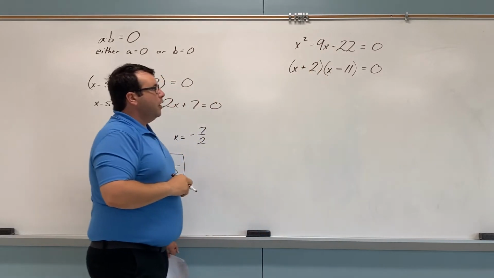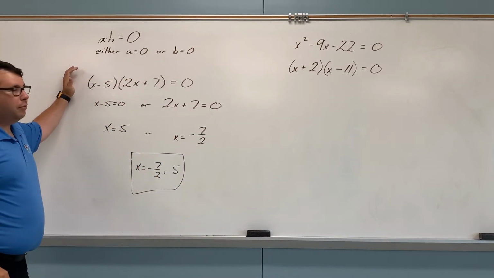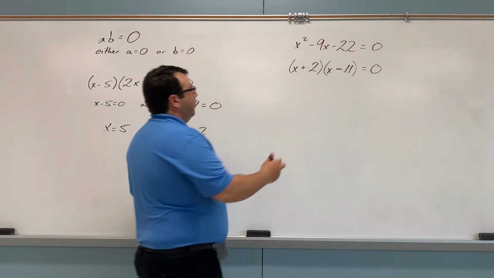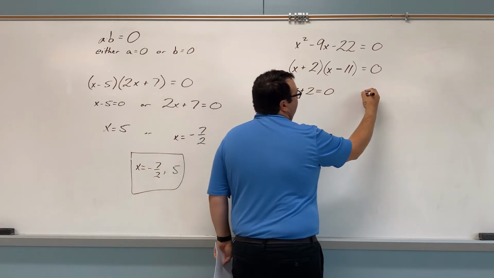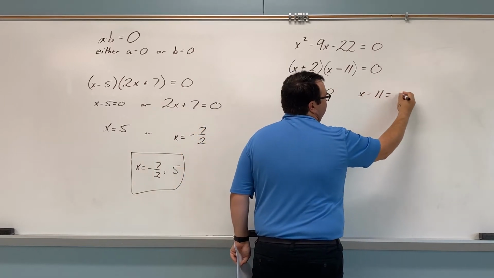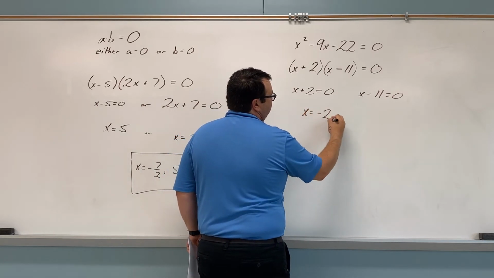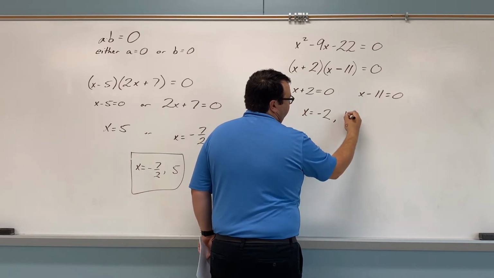Now we are factored. At this point, you can do exactly what we did before. Apply that zero product property and solve. So we're going to have either x plus 2 equals 0 or x minus 11 is equal to 0. That means x is either negative 2 from here or positive 11 from here.